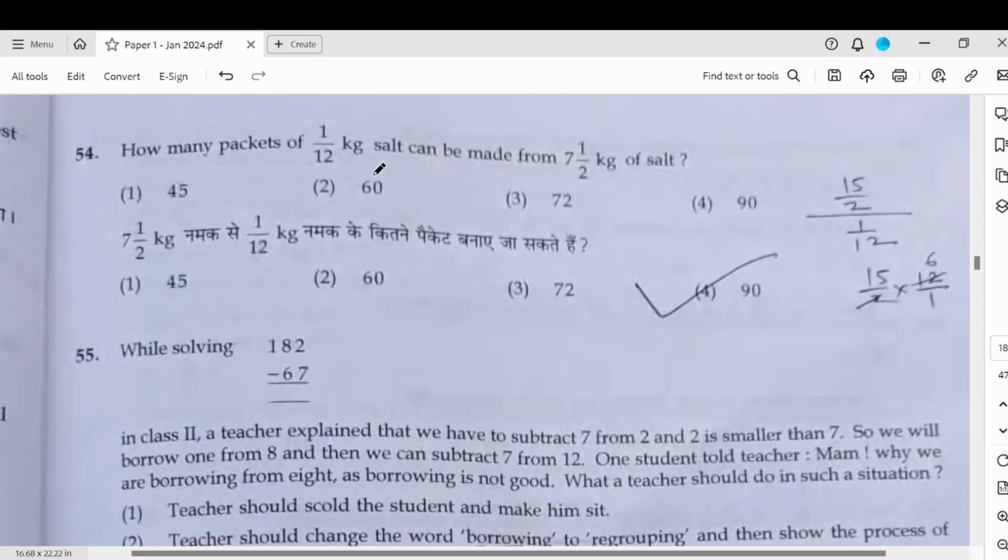So this is a maths question. How many 1 by 12 kgs of salt can be made? So it is 7.5, that is 15 by 2, being divided by 1 by 12. So you write 1 here, you write 12 here. This is 15 into 6, which is 90.